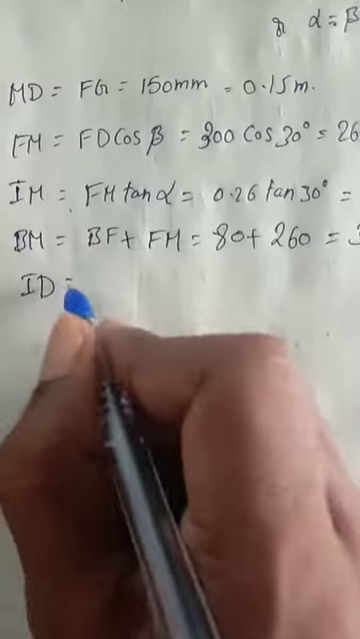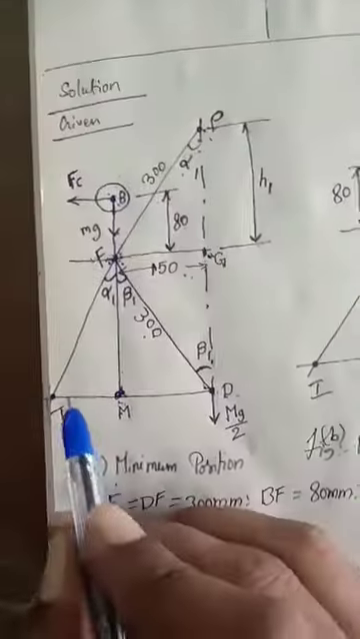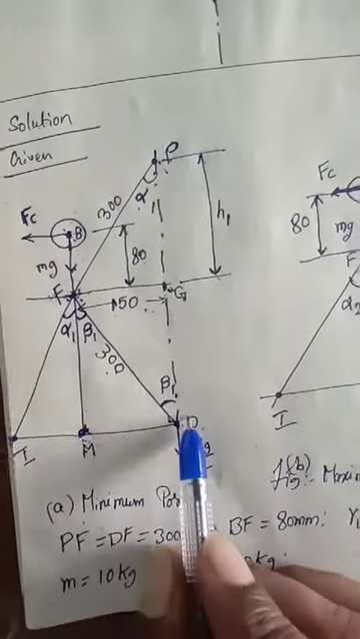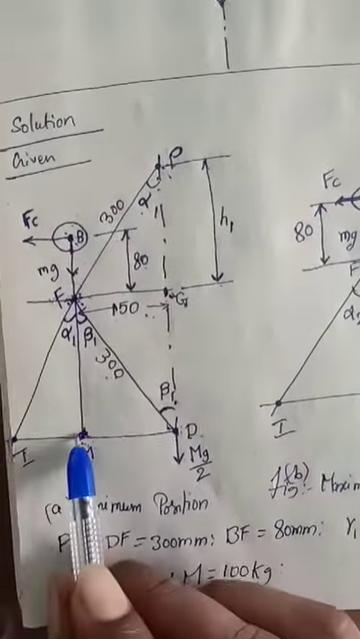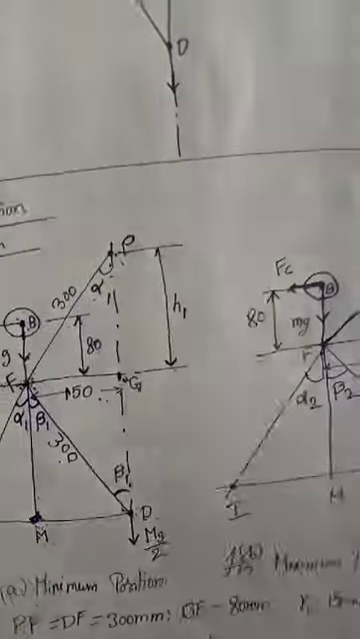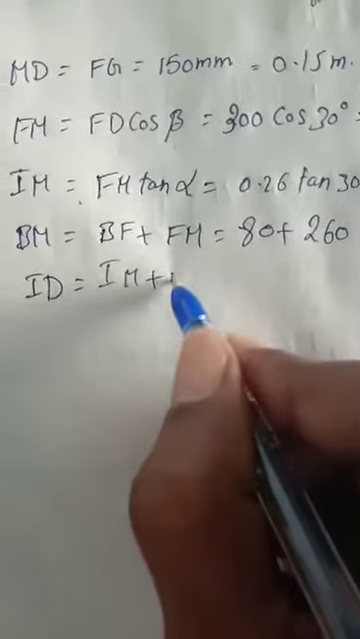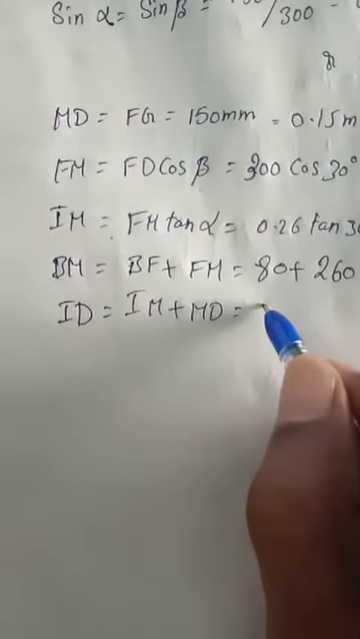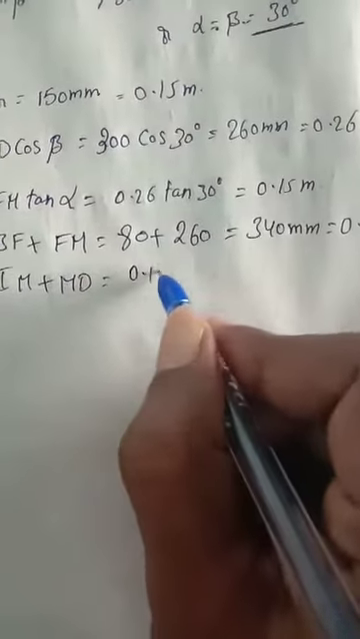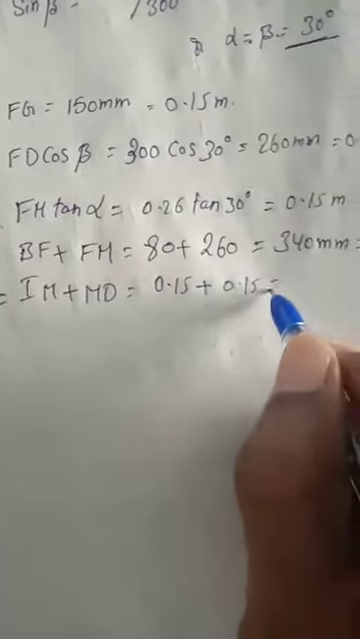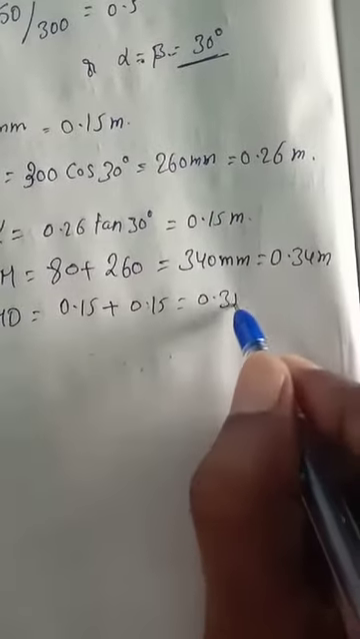Okay, and now we are going to see the ID link. So where is ID? This is coming from I to D. This link we are going to see here as IM plus MD. So the distance is IM plus MD. IM is equal to 0.15 plus MD is equal to 0.15. So then here we got 0.3 meter.